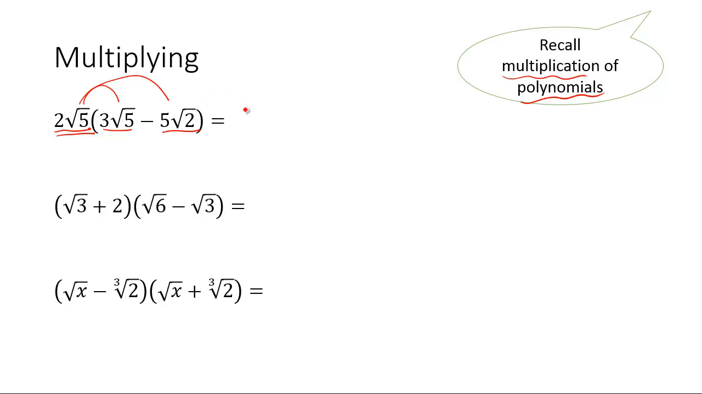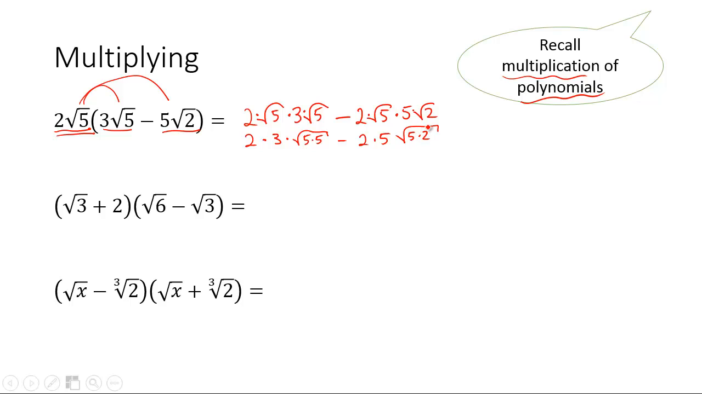So 2 root 5 times 3 root 5. Notice this is all multiplication. So that's the first term, and then the second term is going to be a minus 2 root 5 times 5 root 2. So these are all multiplications in here, so we've got two terms, because this minus is separating them. We can rearrange this to look like 2 times 3 times root 5 times root 5, which is the same as root 5 times 5, and 2 times 5 or root 5 times 2. So that's essentially what's happening directly to there.